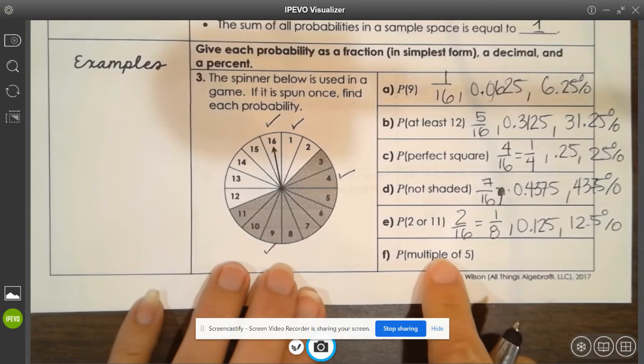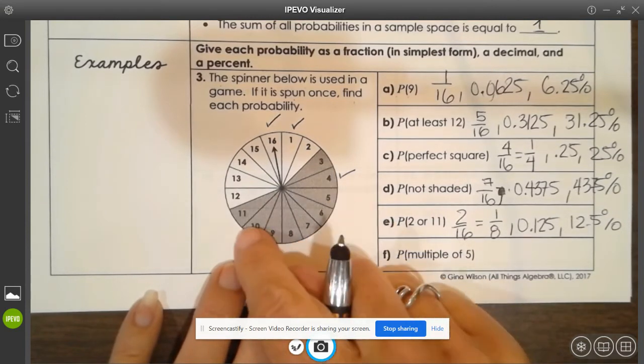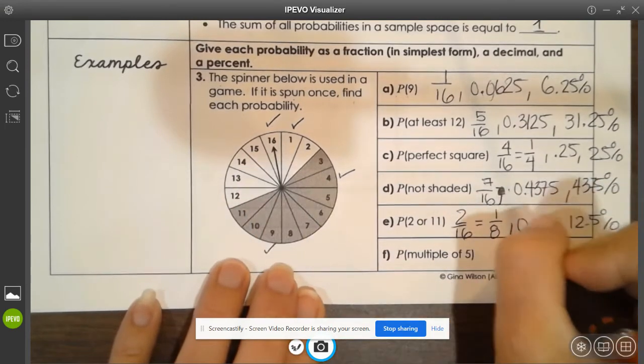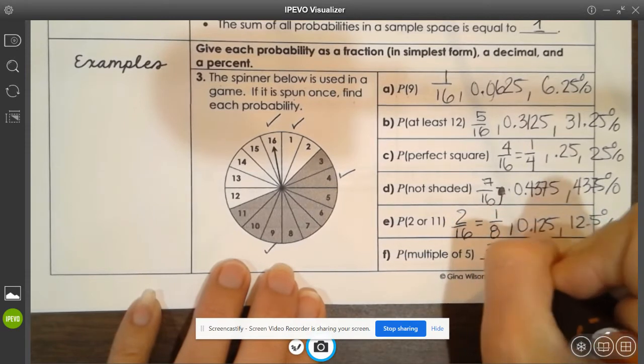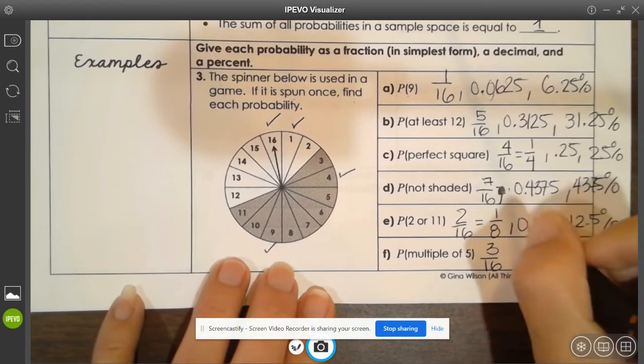What is the probability that you get a multiple of 5? All right, so 5 times 1 is 5, 2 times 5 is 10, and 3 times 5 is 15. Those are the three possible outcomes. So 3 over 16, that's already simplified because 3 doesn't go into 16.